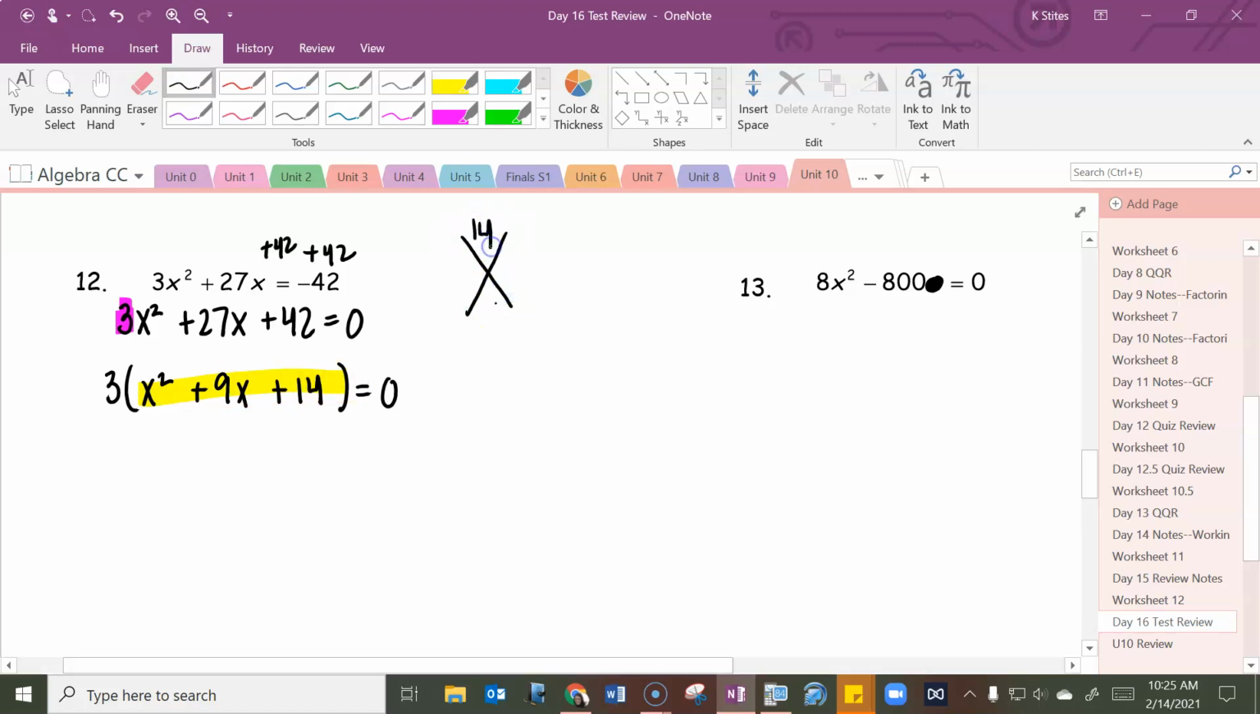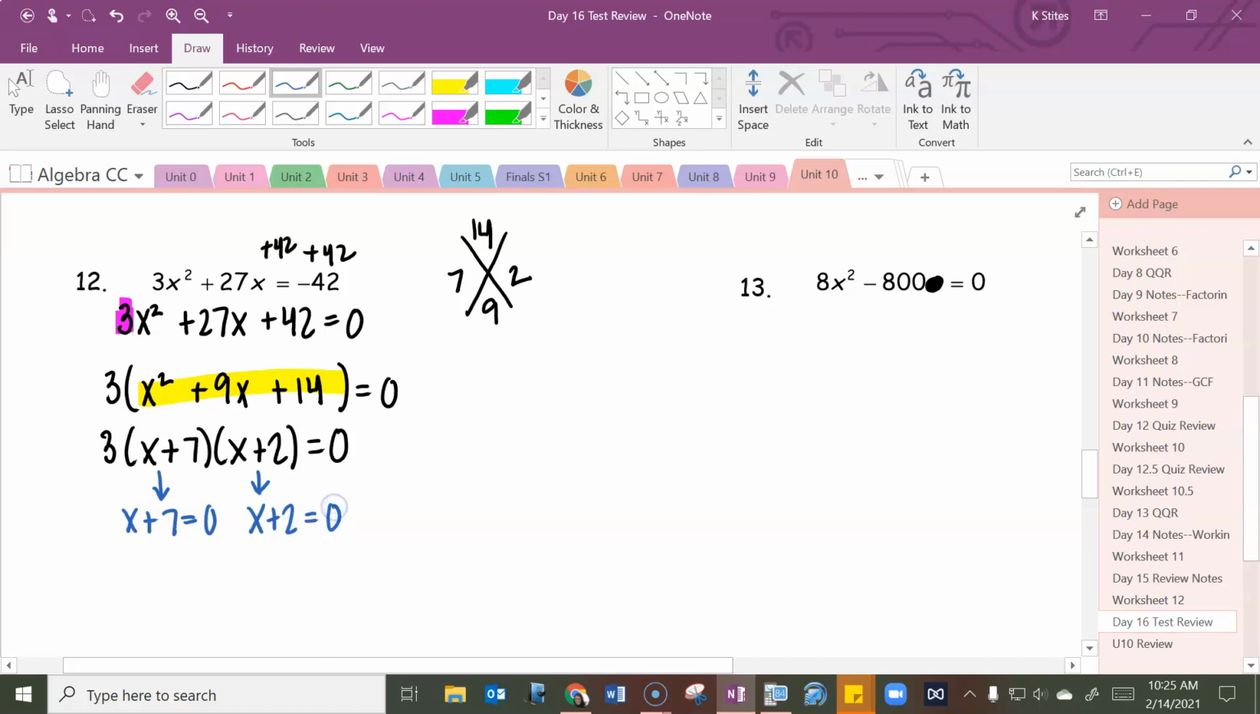We are multiplying to 14 and adding to 9. And the numbers that do that are a 7 and a 2, and they're both going to be positives. And now I can go ahead and solve it. I'm going to set each part equal to 0, but I'm not setting the 3 equal to 0 because it doesn't have an x. Okay, subtract my 7 over, and I'll get -7. Subtract my 2 over, and you'll get -2.